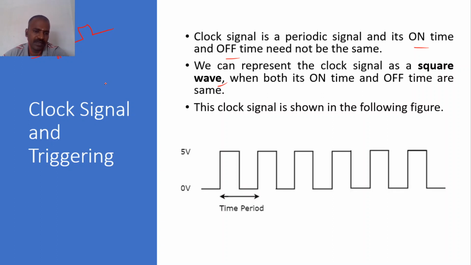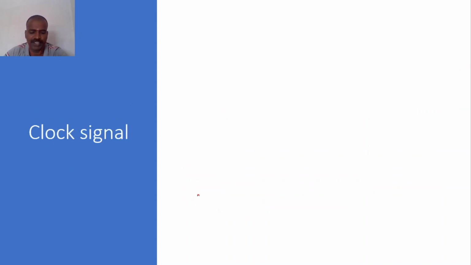Have a look at this. This is a clock signal, and this is on, and this is off, and this is one clock signal time period. For a single clock signal it consists of both on and off. So each and every clock signal, one on time will be there, one off time will be there. The low level represents 0 volt and the high level represents 5 volt, the maximum applicable voltage level for the digital circuits. So this is the representation of a clock signal.